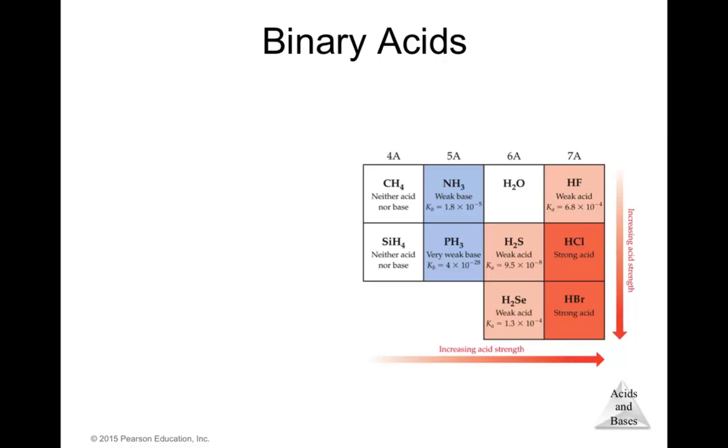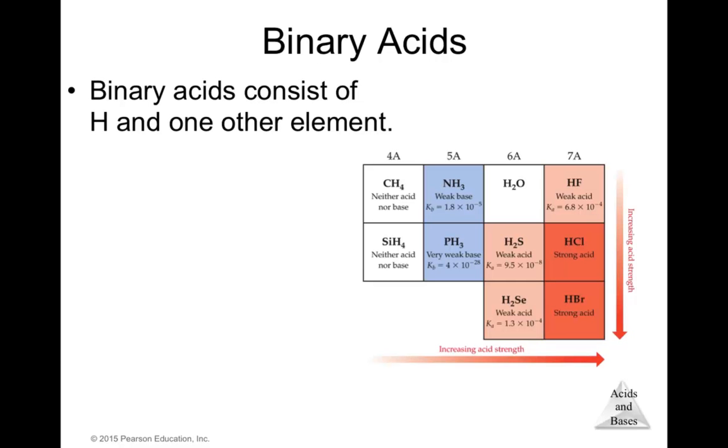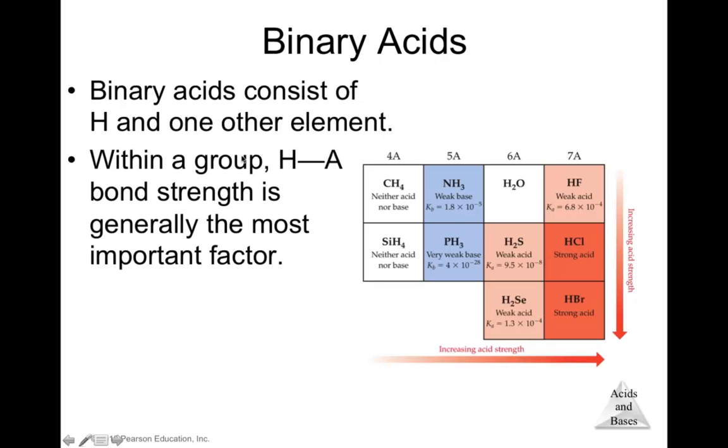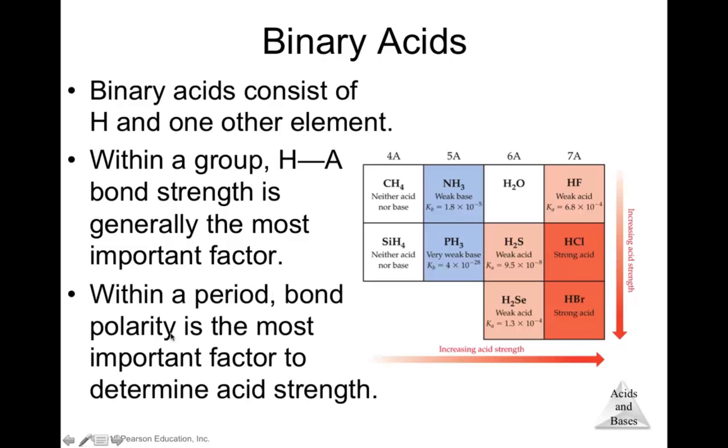We also have binary acids. Binary acids consist of hydrogen and one other element. Within a group, HA bond strength is generally the most important factor. Within a period, bond polarity is the most important factor in determining acid strength. So in a period, acid strength increases from left to right, and in a group, acid strength increases from top to bottom. This basically indicates the stronger acid among the binary acids.